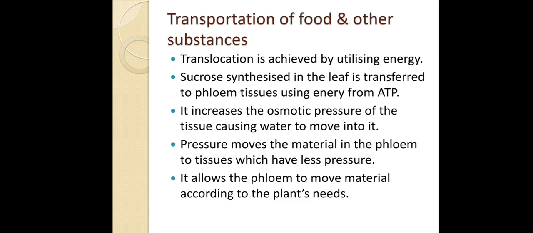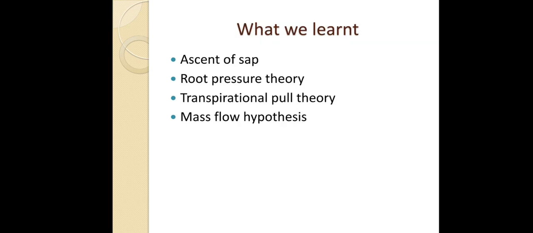Sucrose synthesized in the leaf is transferred to the phloem tissues using energy from ATP. It increases the osmotic pressure of the tissue, causing water to move into it. Pressure moves the material in the phloem to the tissues which have less pressure. It allows the phloem to move the material according to the plant's needs.